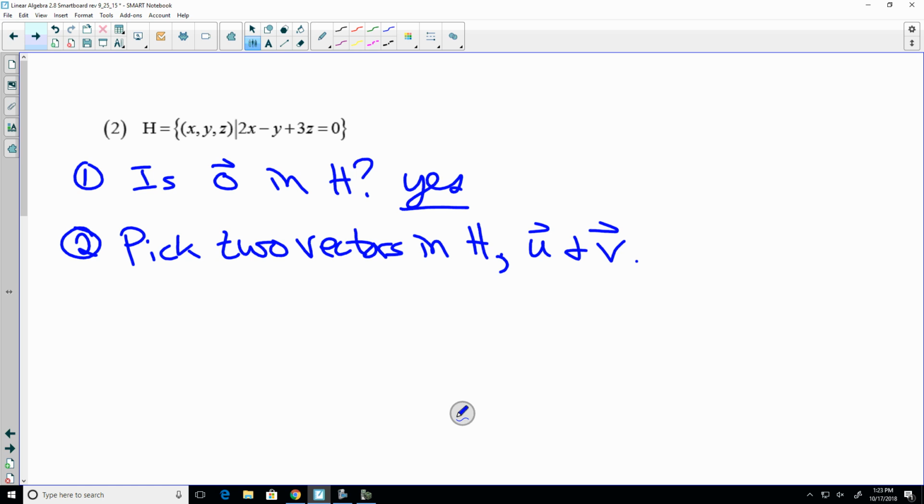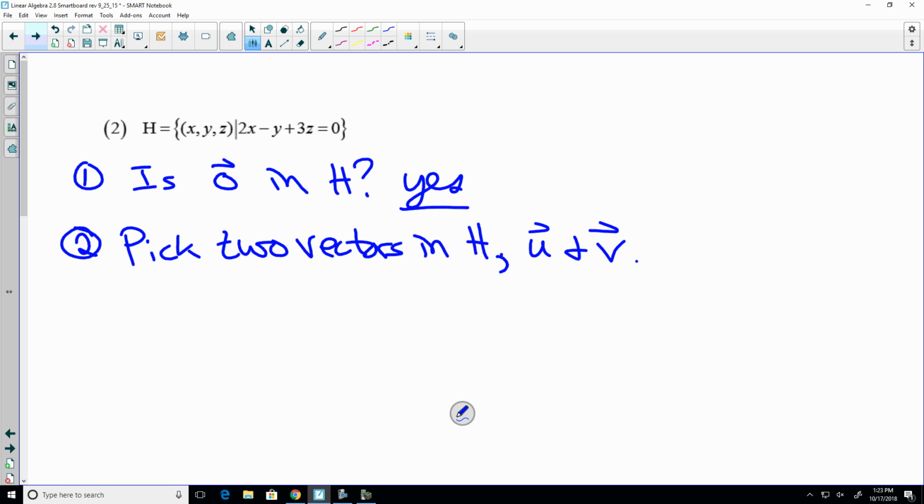This equation has infinitely many solutions, right? You've got one equation and three variables. There's infinitely many. It's actually, I think, a plane in R3, right? So there's infinitely many solutions. We're going to just pick two vectors, and they can be any. All we know is that they're solutions.